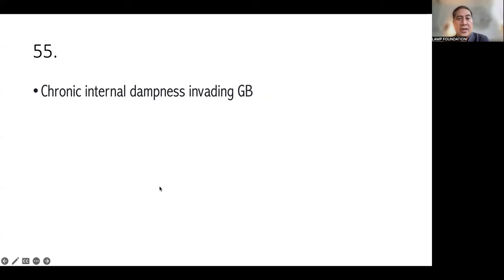Next, chronic internal dampness invading the gallbladder. The tongue is unilateral sticky. Only one side po. Then the pulse is also saggy. Then hypochondria, full and pain. Yeah, there is pain. What about chronic internal dampness in the liver?